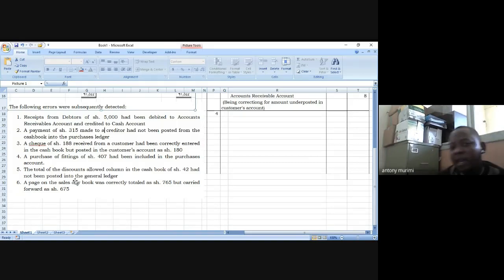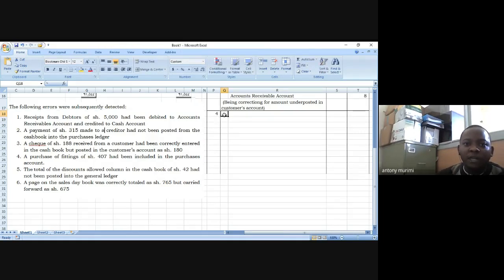So the second issue here is, does this error affect the trial balance or not? To me, this error does not affect the trial balance. So we shall therefore not introduce the suspense account in the correction of this error. To correct for this, we shall debit the furniture and fittings account as it should have been debited, and then credit the purchases account to reverse that wrong entry.